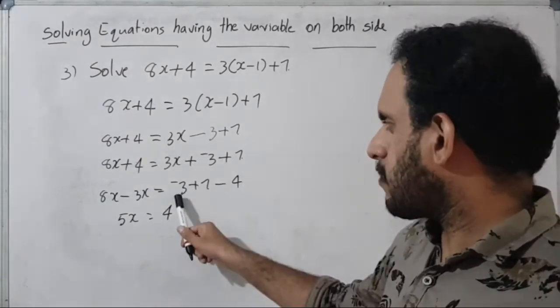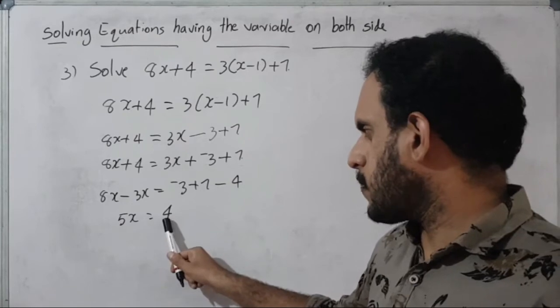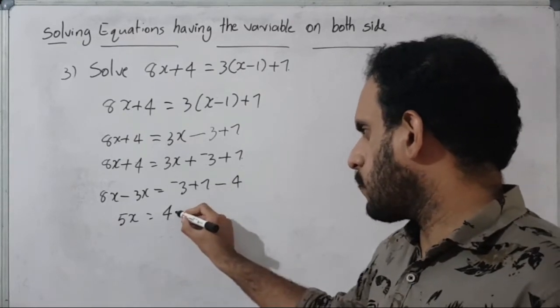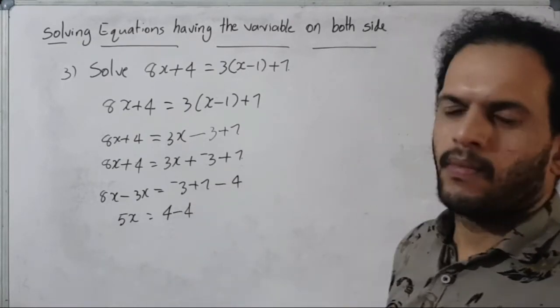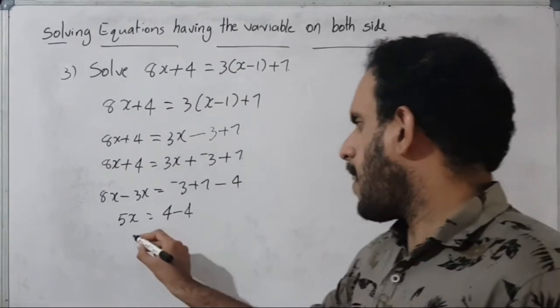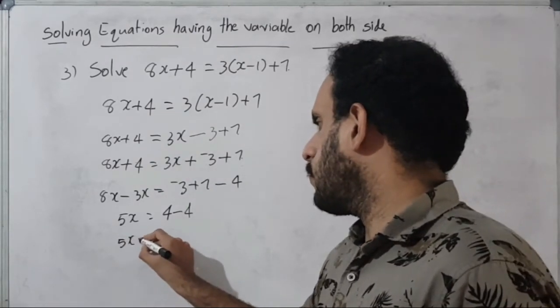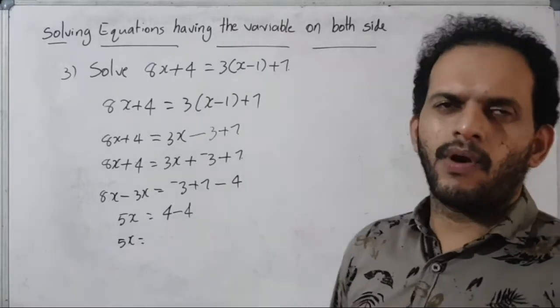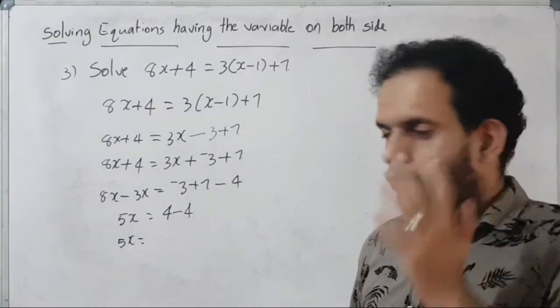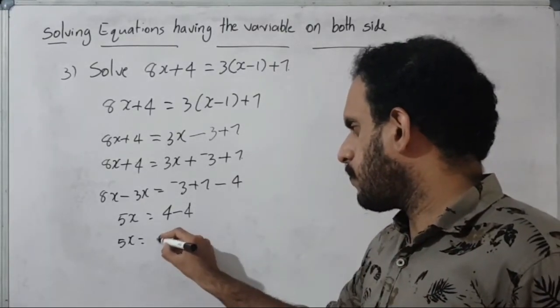Is plus. Correct. So minus 3 plus 7 is equal to plus 4. Then what is remaining? Minus 4. So what is the next step? 5x is equal to 4 minus 4. What is 4 minus 4? 4 minus 4 is equal to 0.